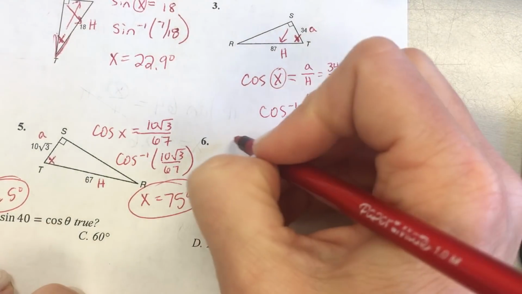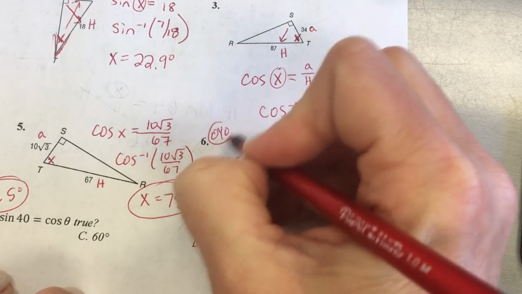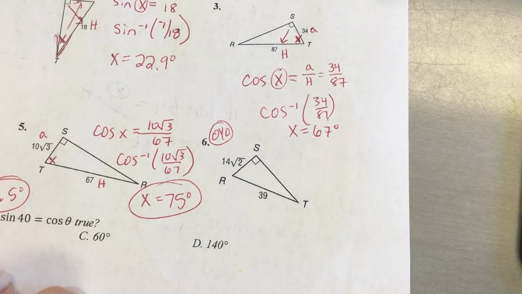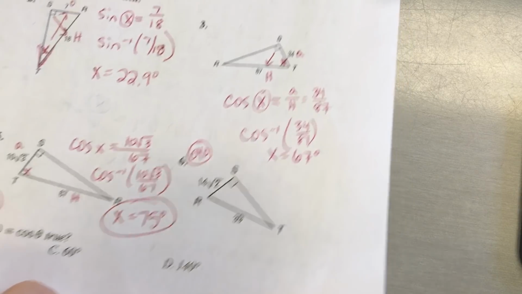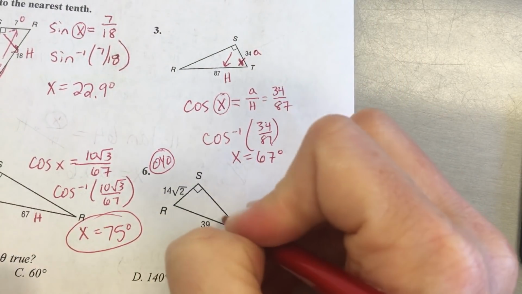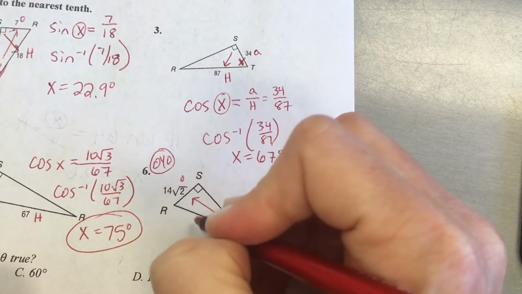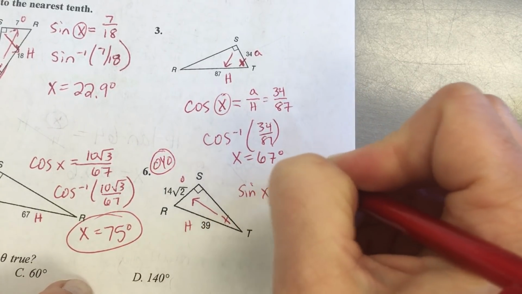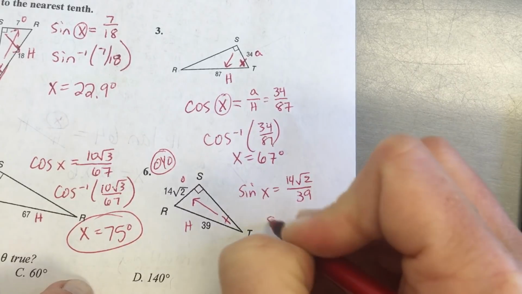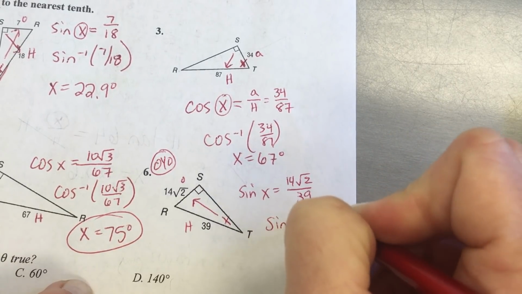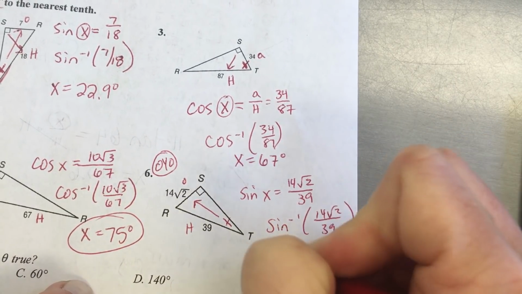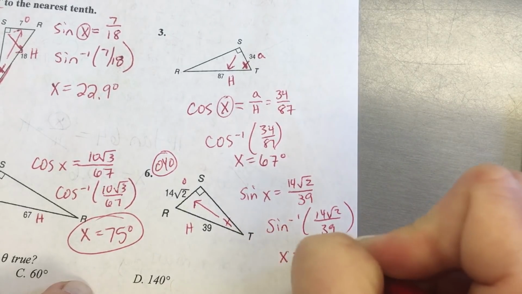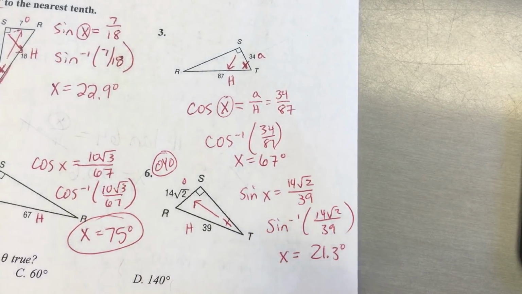Okay. All right, number 6, if you want to try it on your own, you can pause it. So here's your X, this is opposite and hypotenuse, so sine X equals 14 root 2 over 39, and do your inverse, and you get X to be 21.3 degrees.